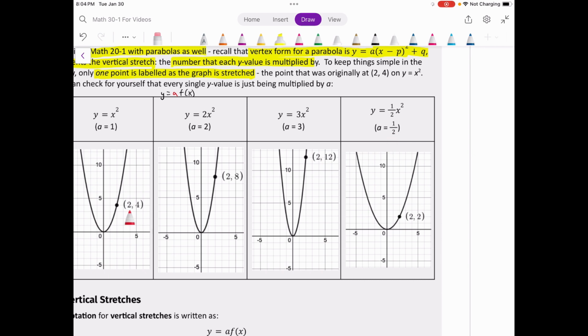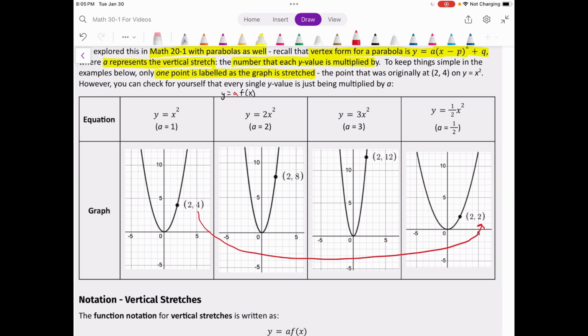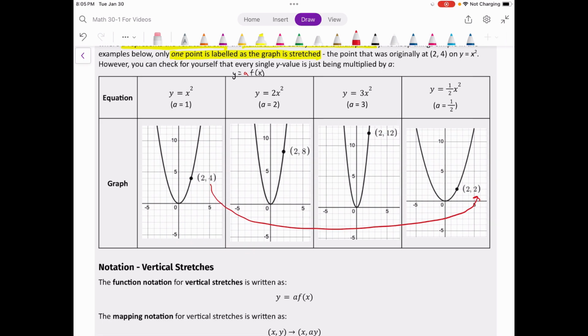So it used to be at (2, 4). Where's it going to end up? (2, 2). Because 4 times 1/2 is just 2, right? And again, sure enough, used to be that y was just equal to x squared. Now it's equal to half of whatever x squared is. So it makes sense that every y value is now half as large by making that vertical stretch, that a value, be 1/2. Okay? And that's all a vertical stretch does. It multiplies every y value by a.